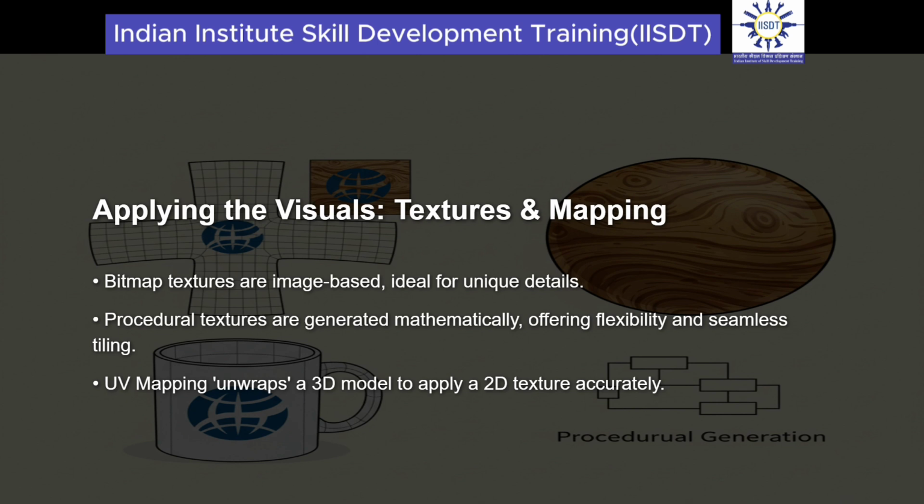But how do we tell the computer how to wrap these flat 2D textures onto a complex 3D shape? The most common method is UV mapping. This is the process of metaphorically cutting and unwrapping a 3D model so it lays flat, like a sewing pattern or a cardboard box unfolded. The 2D texture is then applied to this flat UV map, which the computer then knows how to wrap back onto the original 3D object.